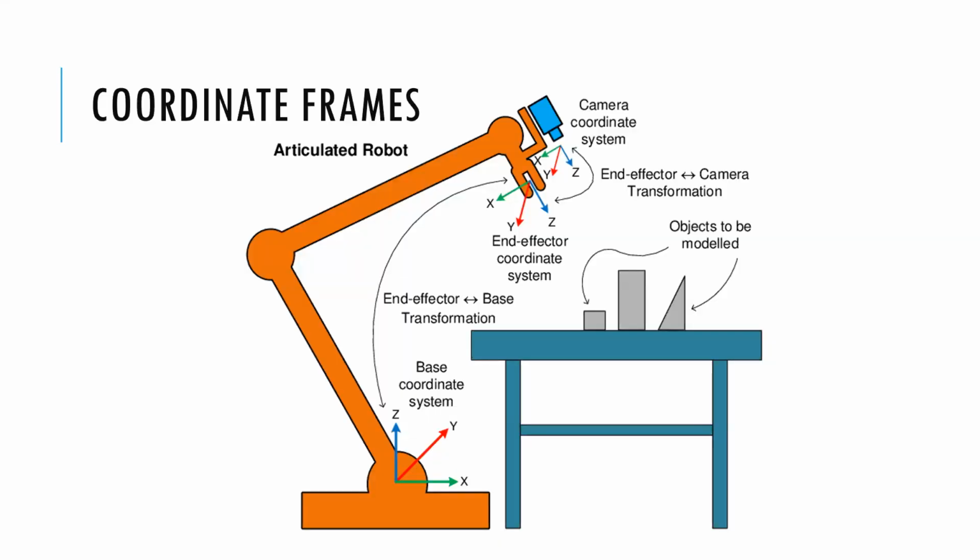Frame assignment here is an industrial robotic system. It has a base coordinate frame with X, Y, and Z. I meant to update this. We usually have the axes as RGB, so X would be your red axis, the green would be your Y, and usually the Z is the blue axis there. And we have a coordinate frame on the end effector. And we have objects here, and in this case, we have a camera system here.